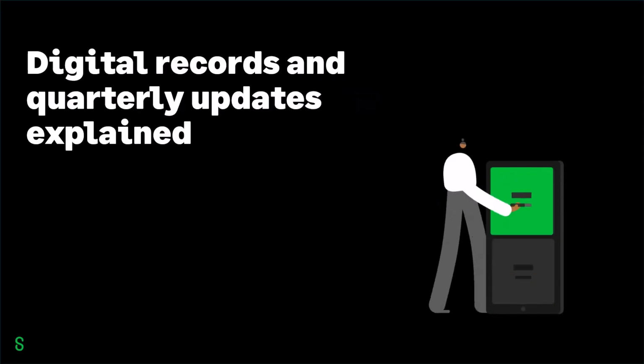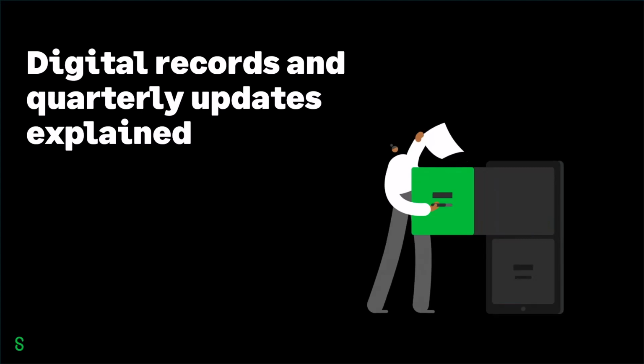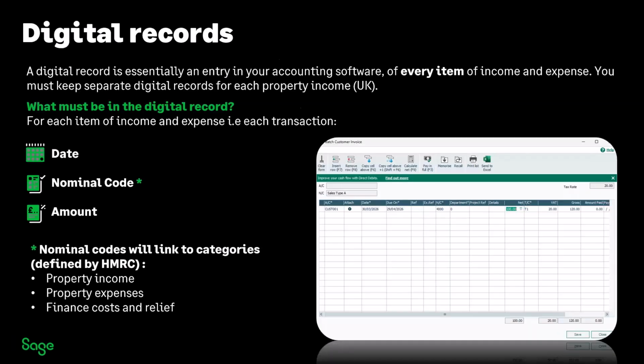So let's have a look at digital records and quarterly updates explained. When it comes to processing in the software, you must enter all income and expenses. If you are a sole trader and a landlord, you must keep your property digital records separate from your business digital records. When entering transactions, you must include the mandatory fields like date, nominal code, and amount.